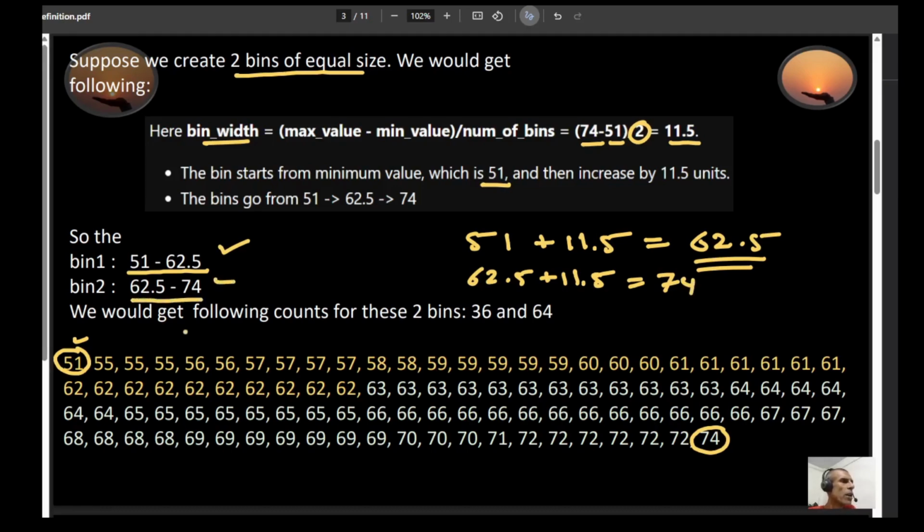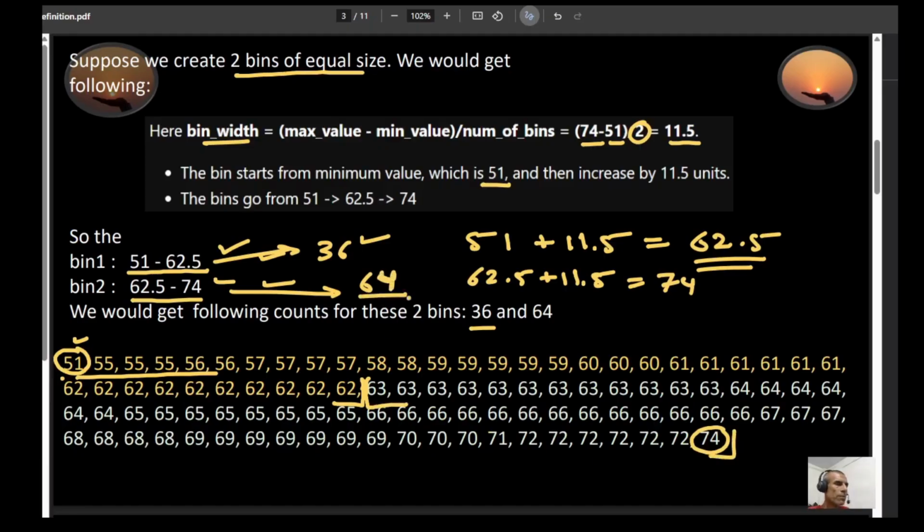Now we can count how many values lie in this bin and this bin. If you count on the first bin right here, you will have a count of 36. And for the second bin, that will be this right here, you're going to see 64. You can actually count over here: your 51 is over here, and you go all the way up to 62.5, which falls over here. So if you count from 51, 55, 55, all these values up to here, you will see there are 36 values. Likewise, when you count how many values there are from here all the way up to here, you will see the count is 64.